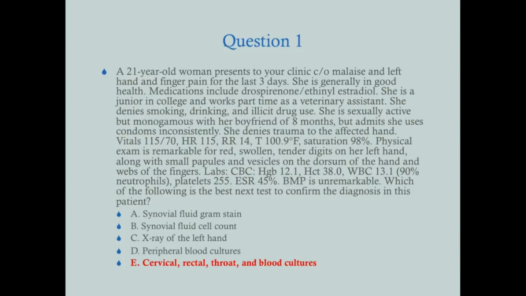Peripheral blood cultures, even though this is probably disseminated gonococcal infection, are only going to be positive in about 40% of patients. Now, we are going to get blood cultures, but we need to get cultures elsewhere. And it's going to be the cervix that's actually going to be most useful because that's where the gonorrhea is going to be. Now, not all patients with cervical gonorrhea are going to actually have symptomatic cervicitis, but they still will likely have positive cervical cultures. And so the answer to this question is to get cervical, rectal, throat, and blood cultures.